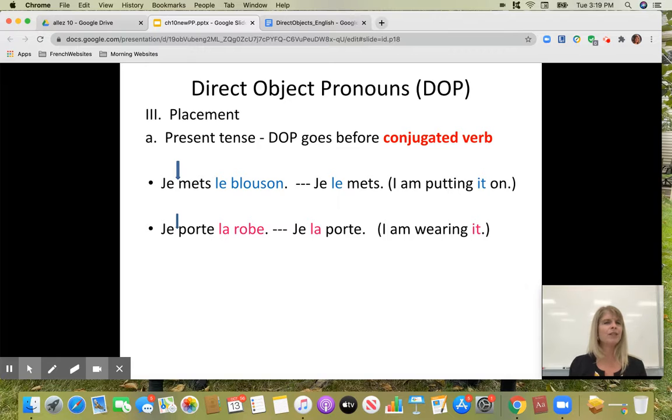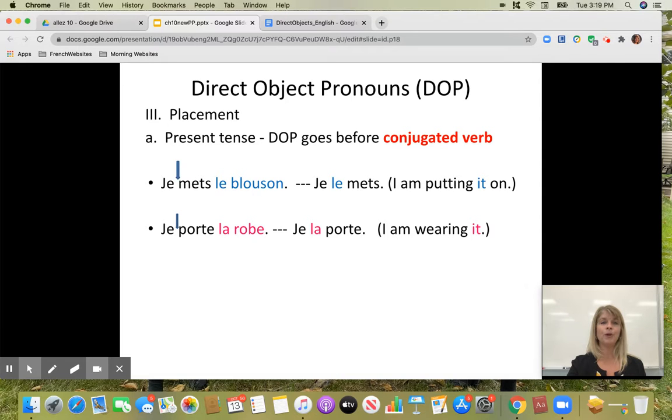Placement is very different than English. In English, our direct object pronouns go in the same place they go when you're using just a regular direct object. Not so in French. In present tense, the direct object pronoun goes before the conjugated verb. If you have one verb, it's going to go in front of that one verb. So for example, je mets le blouson. I am putting on the jacket.